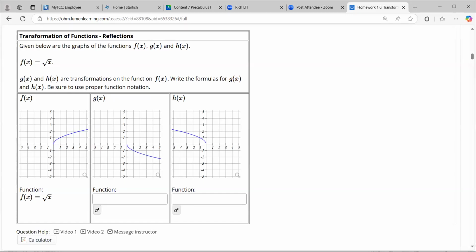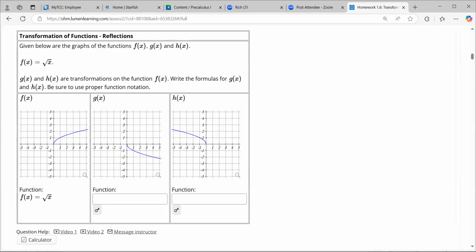Function f is the square root function. As you can see, the graph only appears in quadrant 1 because both the domain and range are bigger than or equal to 0. So it only appears in quadrant 1. Function g, the first daughter, is a transformation of f. Let's see what's the change.